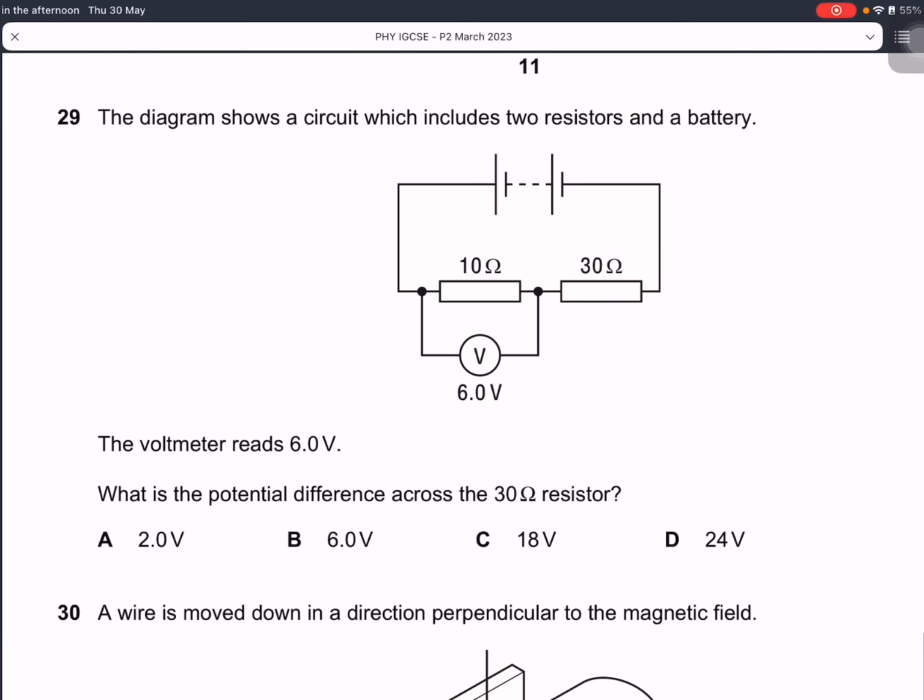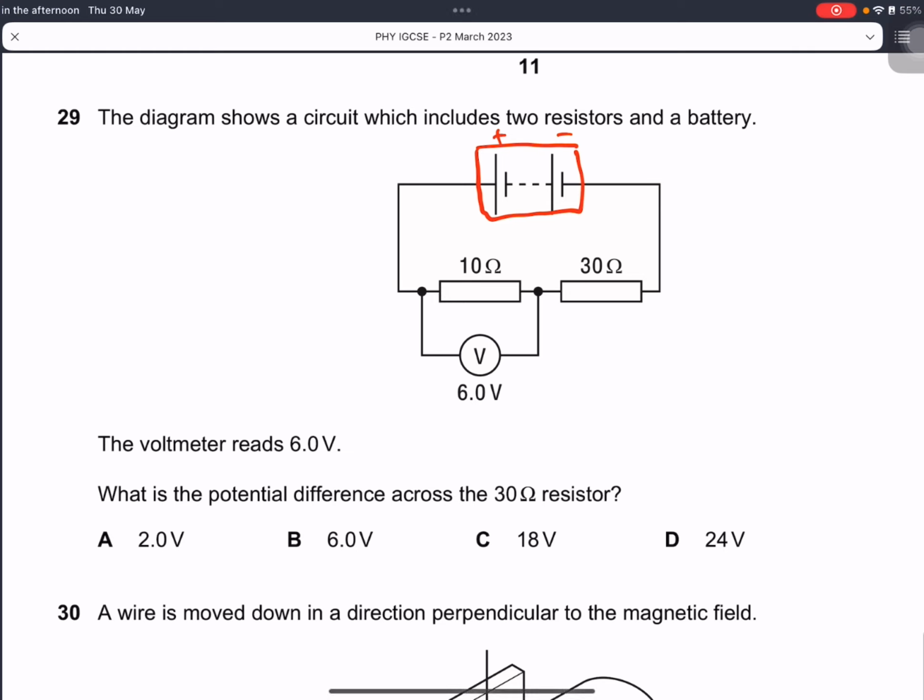All right, another electricity problem. The diagram shows a circuit which includes 2 resistors and a battery. This is going to be a battery, so this is the plus side, this is the minus side. The voltmeter reads the first one to be 6 volts. What is the potential difference across the 30 ohm resistor?